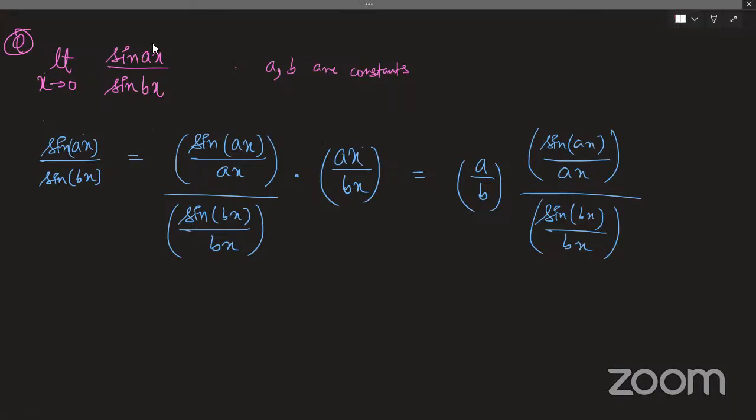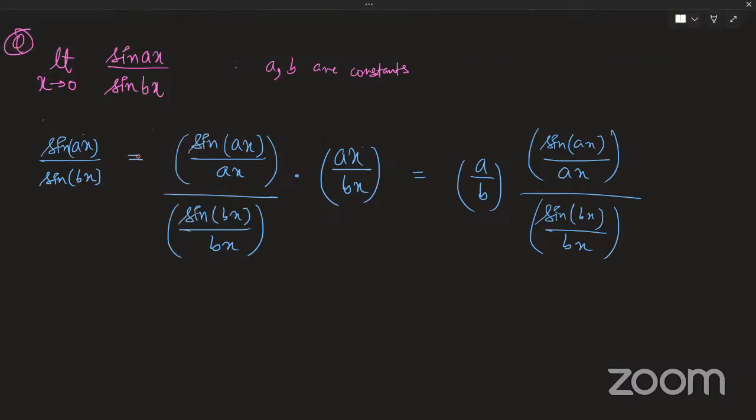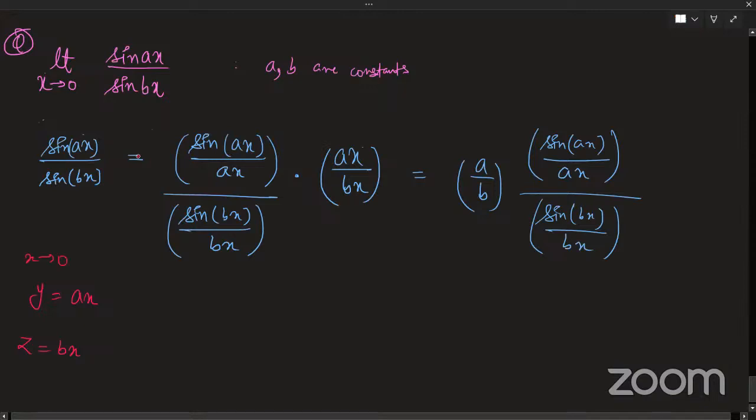Now I would need two variables to solve this. So I am assuming y is equal to AX and z is equal to BX. If my x is tending to 0, where is my y going to? y is also tending to 0. What about z? z is also tending to 0.